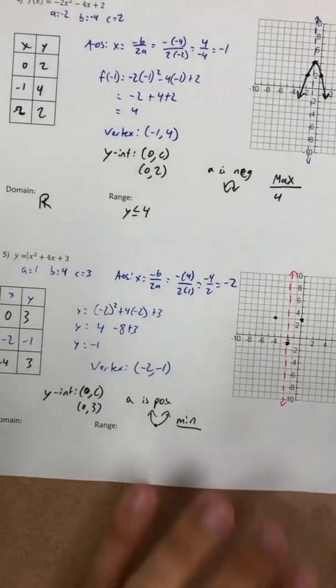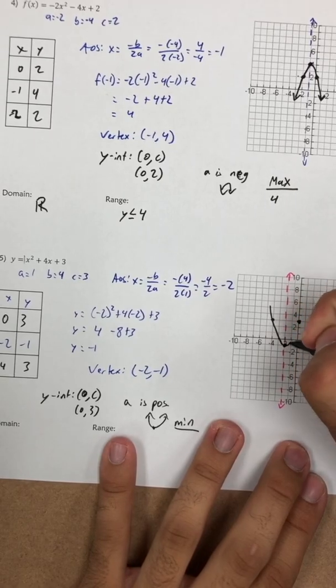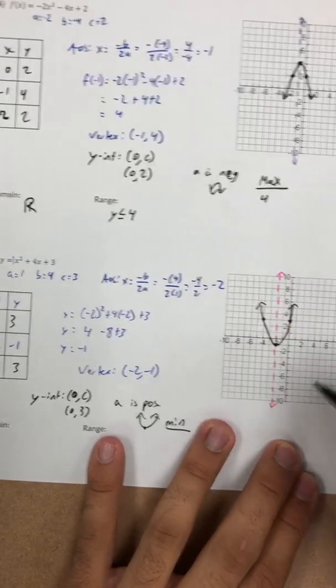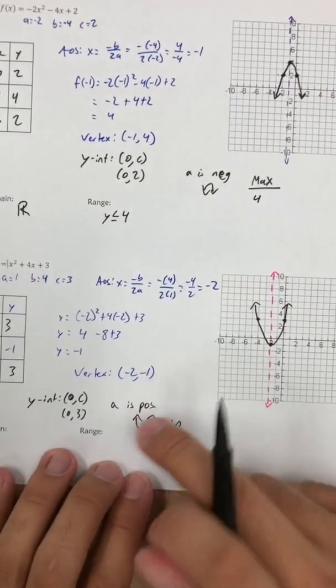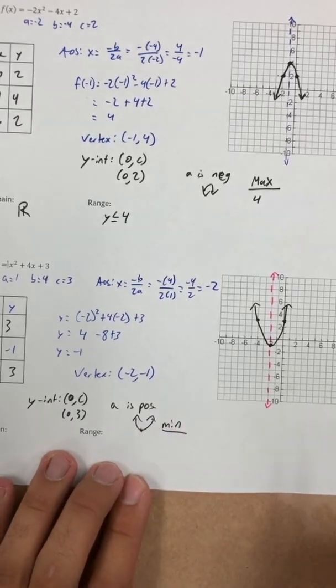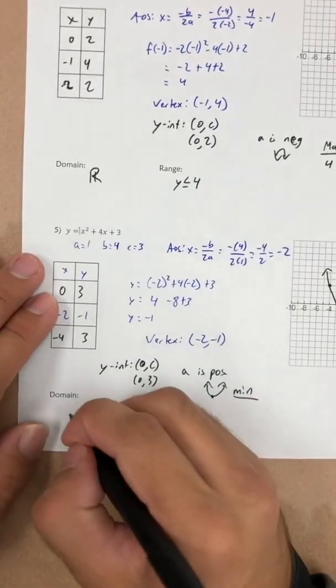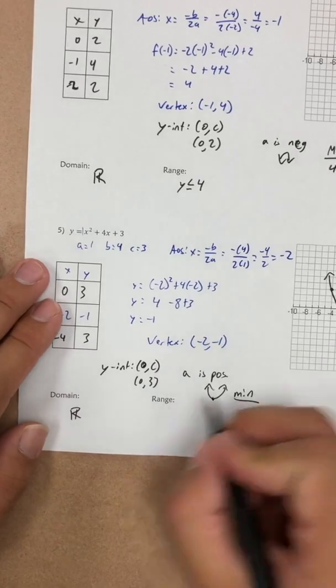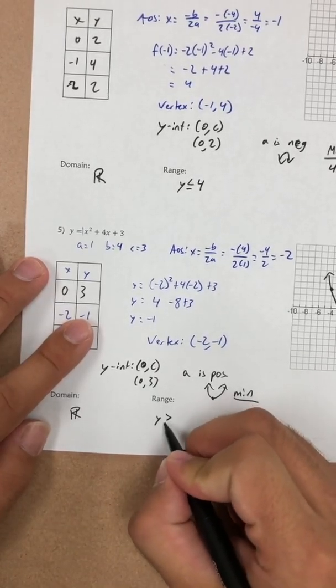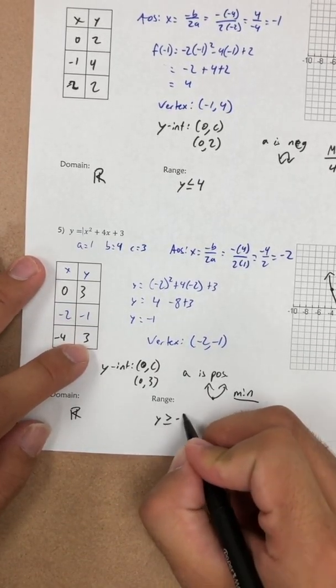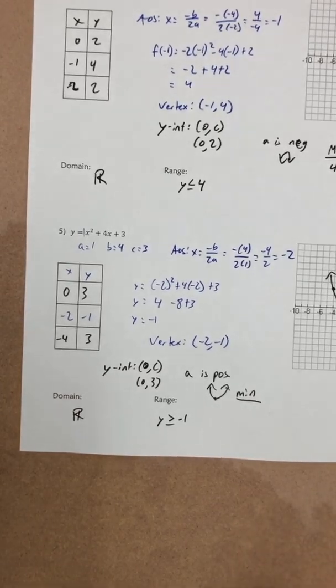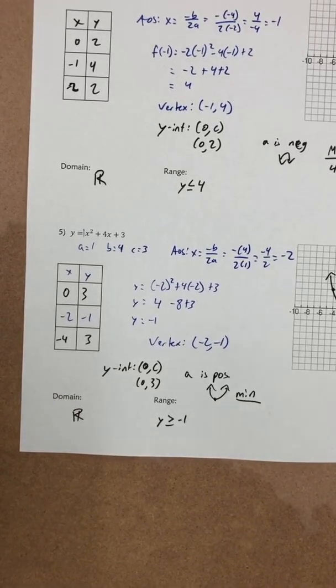So I'm gonna just connect my points. And I'm opening up, which is a good thing because A is positive, so I open up and have a minimum value. Again, my domain is all real numbers, and my range now is y is greater than or equal to that minimum value, which is -1. Right? So that is graphing in standard form.